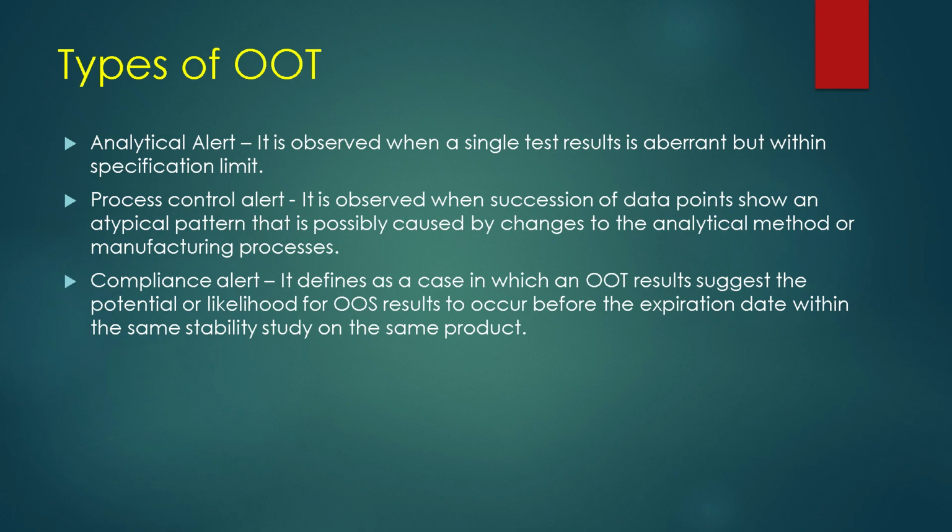Second one is process control alert. It is observed when the succession of data points show an atypical pattern that is possibly caused by changes to the analytical method or manufacturing processes.